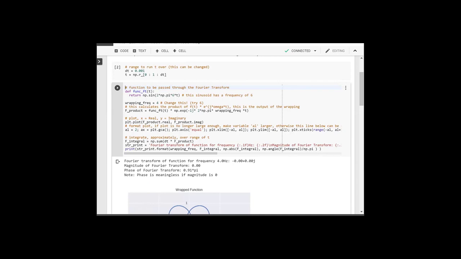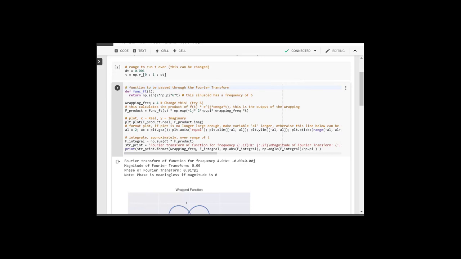and we're going to see what happens as we change our wrapping frequency to other frequencies. This f product is simply that function that I was writing before. It's the f itself: f of t times e to the negative j times 2 pi f t. The same thing I was doodling up here. This is just in Python form.